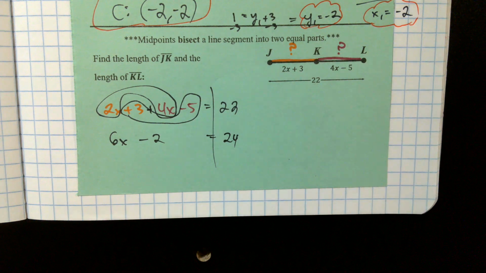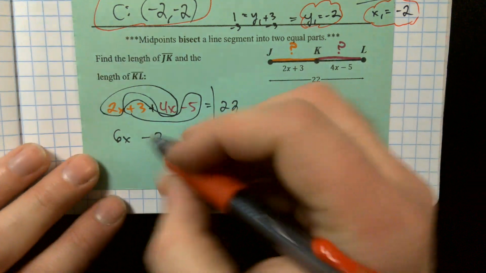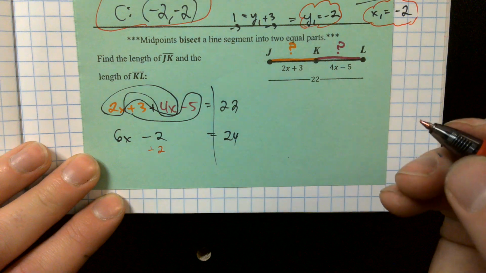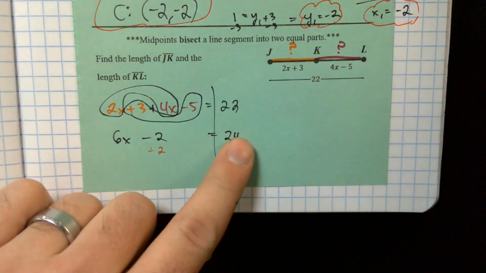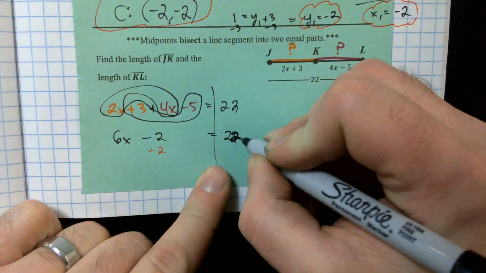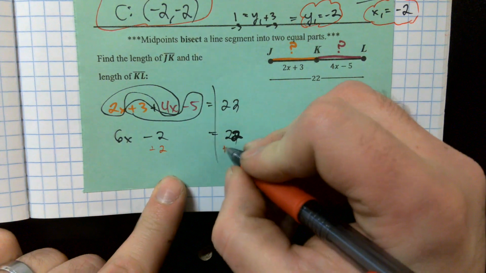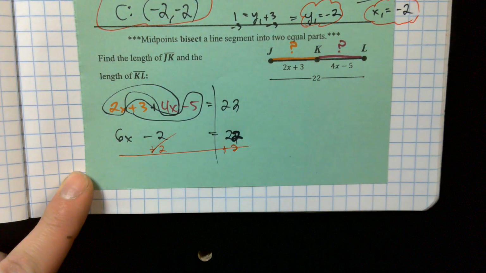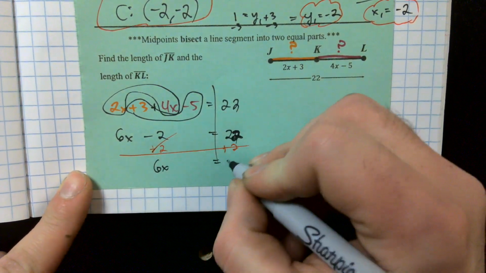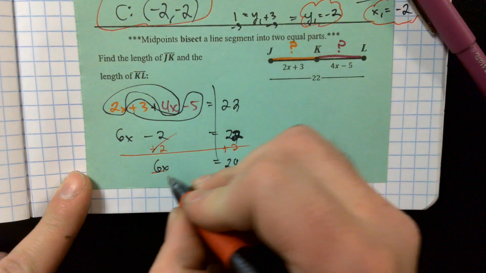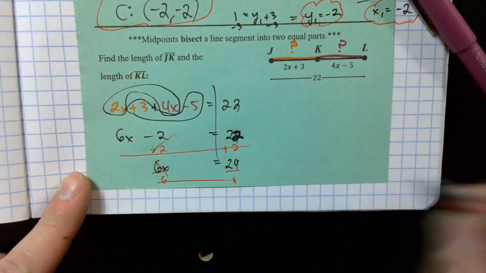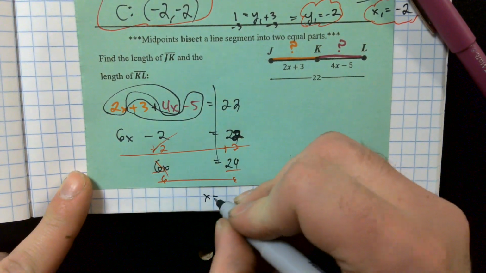Right, what can I do now? Add 2. What's 24 plus 2? Wait, what? Oh, yeah. My bad. Yeah, 22 plus 2 is 24. And then what can I do? Divide by 6. And I get x is equal to 4.